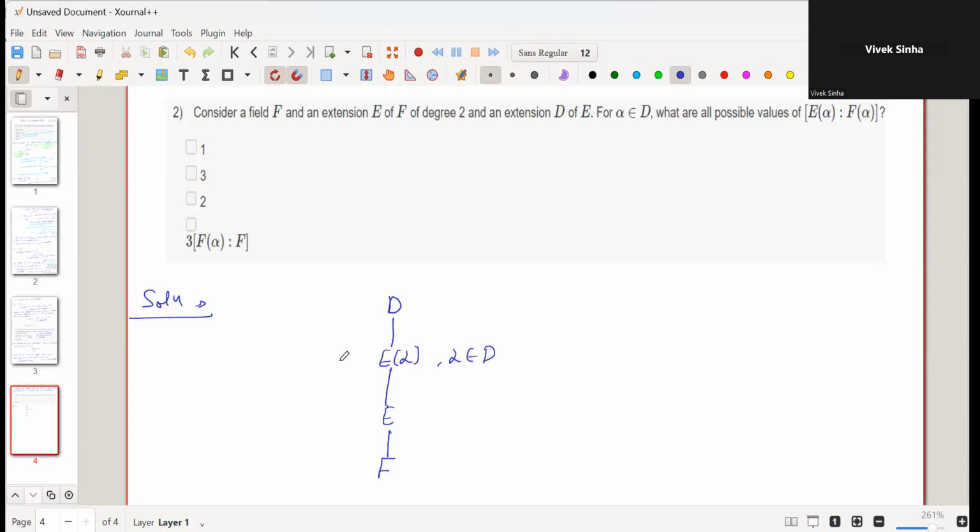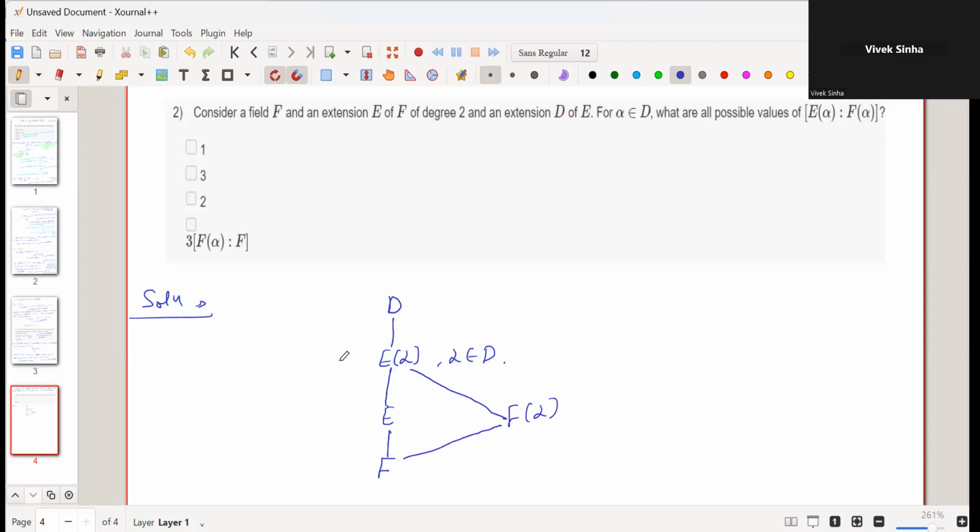So this is the situation, and of course you have F of alpha, which is also an extension of D, and this is also contained inside this. Because E alpha contains F, because F is contained in E, and then it also contains alpha. Okay, so that is the situation.